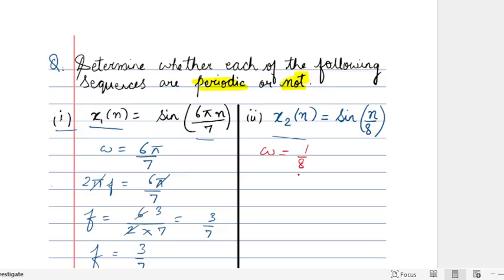In that case we can say that 2πf will be equal to 1/8, or frequency will be equal to 1/(2π×8), or we can say 1/16π. Now we are having f equal to 1/16π. So in that case the frequency f is not the ratio of two integers. Since π is a real number, therefore it is not a periodic signal.